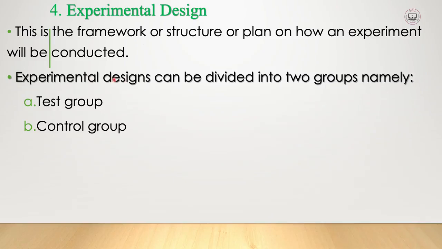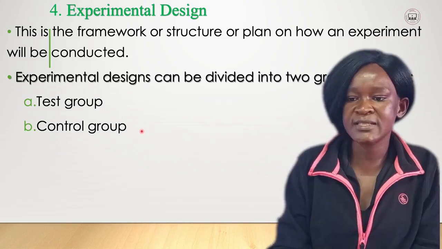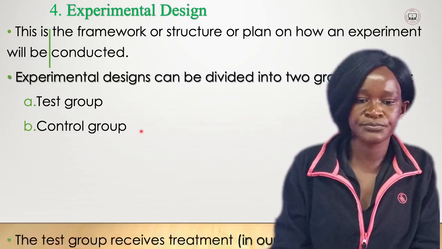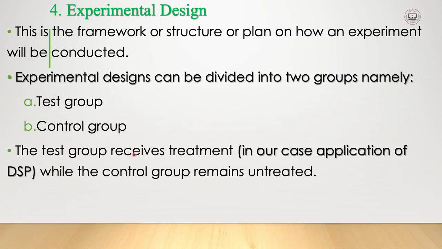Under experimental design, you can divide the experimental units into two groups. We call them the test group as well as the control group. What is the difference between the test group and the control group? A test group receives the treatment, while the control group remains untreated.